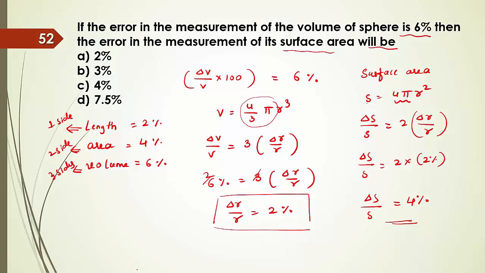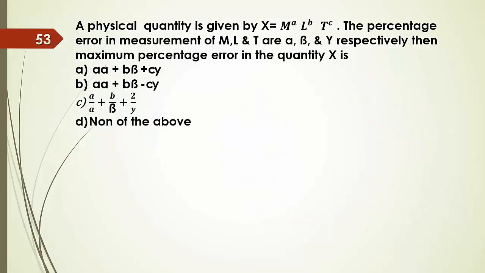Directly without calculating you can write the answer. If volume is 6%, area should be 4%, length should be or radius should be 2%. So we got error in radius is 2%, area is 4%, so volume is 6%. Now the final answer is how much? 4%. Option C is right.